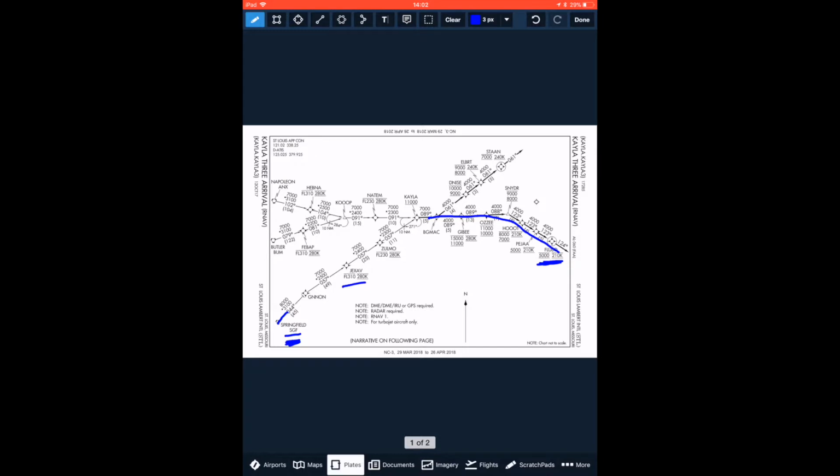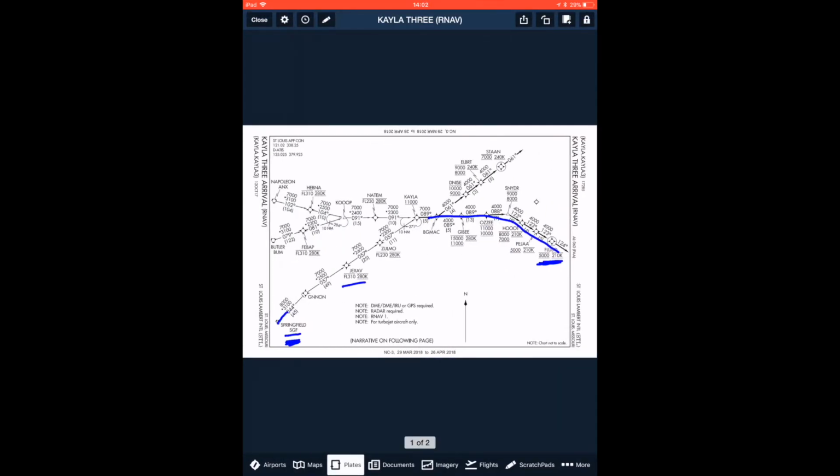In this case, Flood is the initial approach fix to the runways, and as you could see on the textual version here, if final approach clearance is not received by Flood, then continue on track 124 and expect radar vectors to the final approach course. So in order to get you out of the STAR and onto the airport.